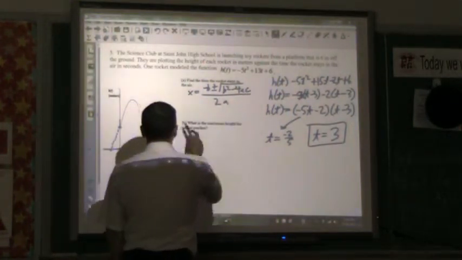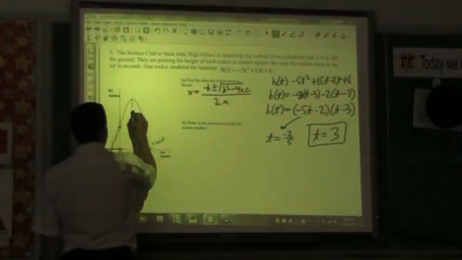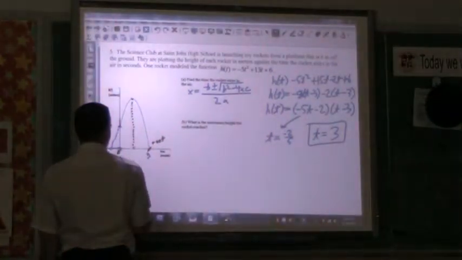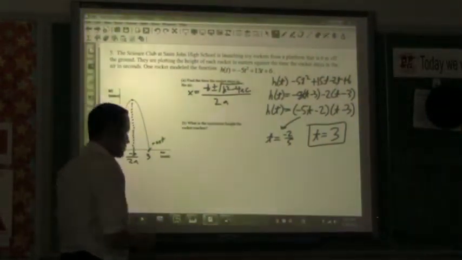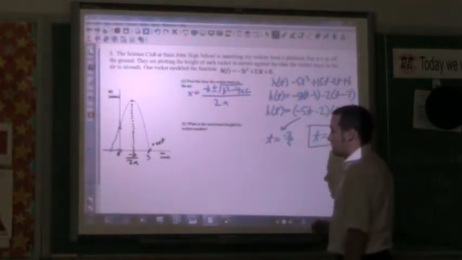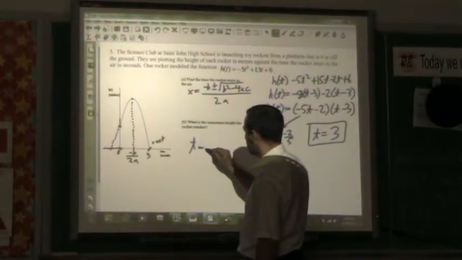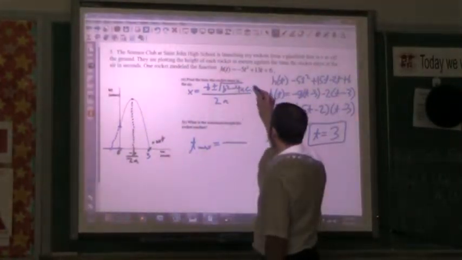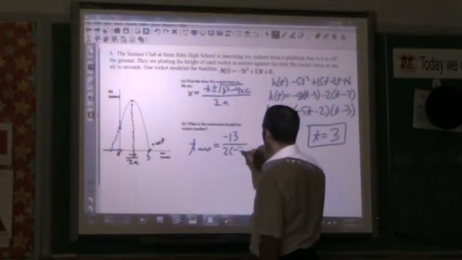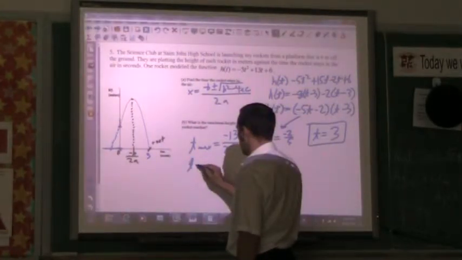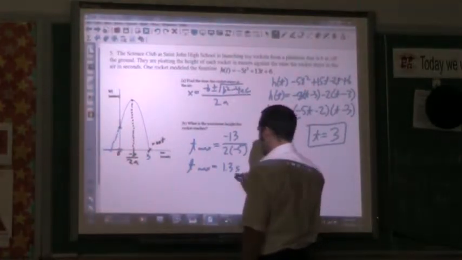The next part, the maximum height. The maximum height occurs right here at the vertex. And we've got the nice easy formula, negative b over 2a, which gives us the x of the vertex, or in this case the t for the vertex. So plug in the time for the max, and it's equal to negative b, so negative 13, divided by 2a, so 2 times negative 5. So my t max occurs at 1.3 seconds.